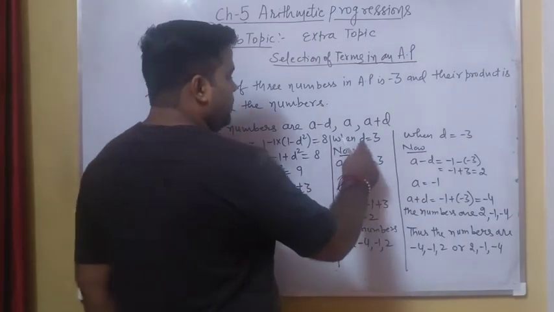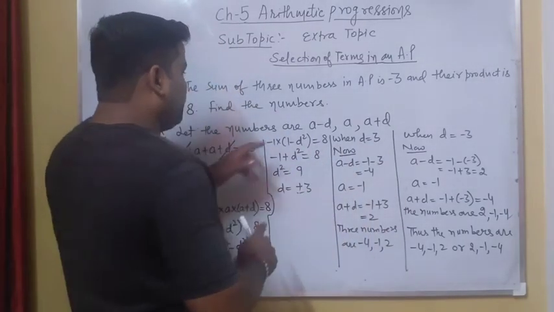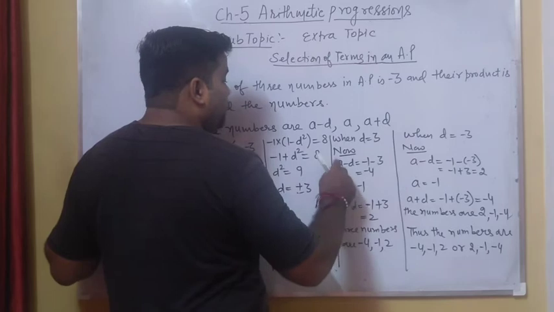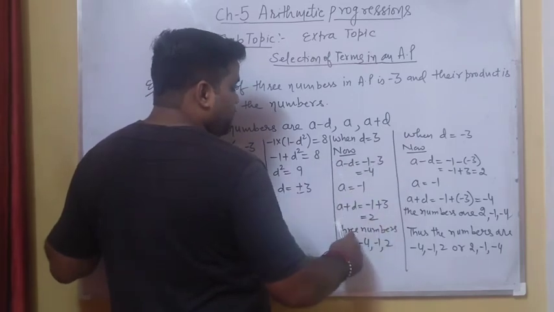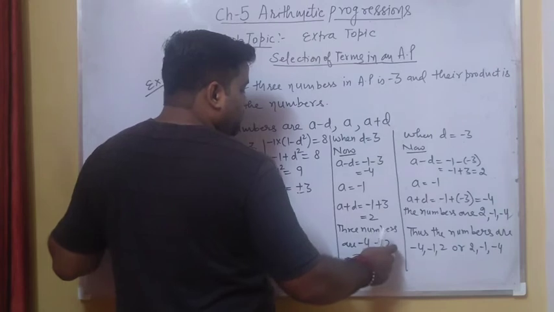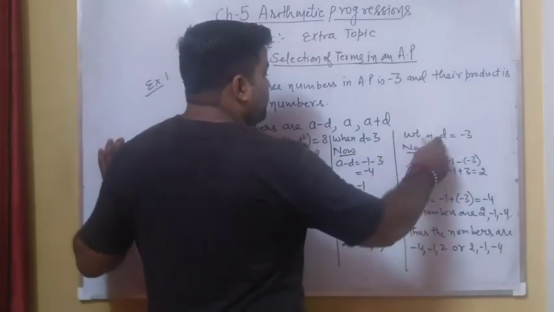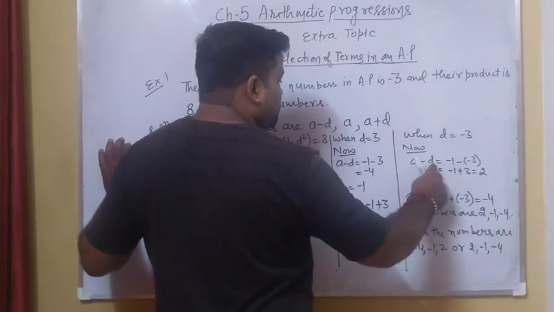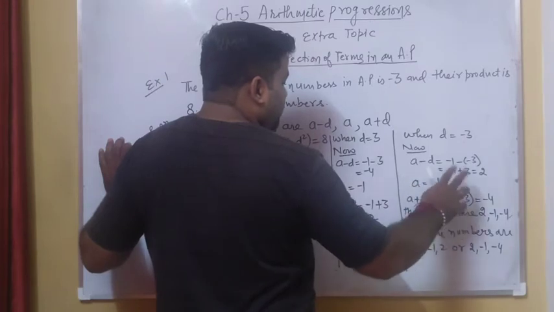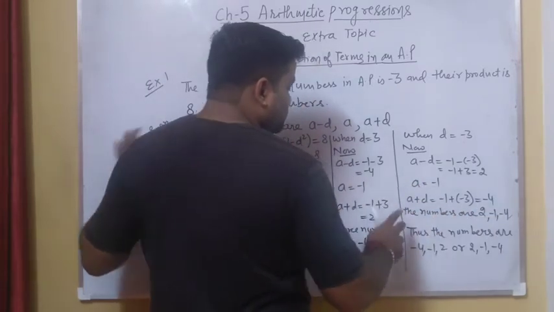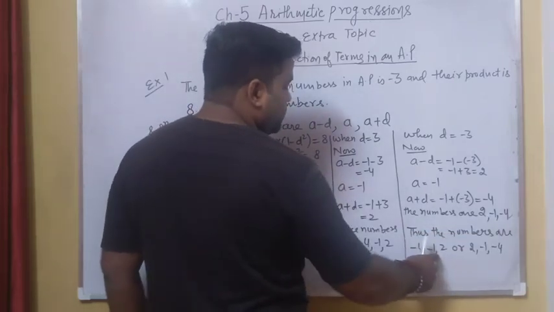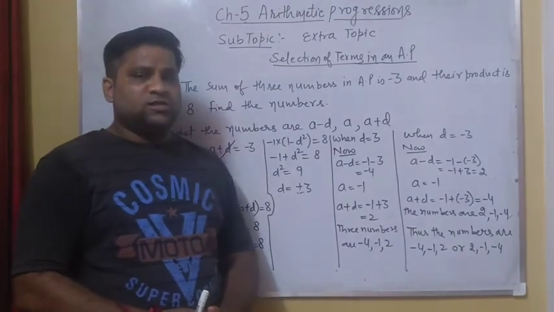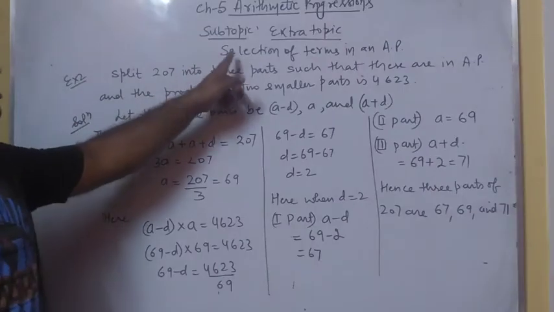So when d equals 3, as we have considered that these are the first number, second number and third number, on putting the value of d equal to 3 and a equal to minus 1, on solving we get the three numbers minus 4, minus 1 and 2. Similarly, when we take the value of d equal to minus 3, on putting the values in the three numbers a minus d, a and a plus d, we get the numbers 2, minus 1, minus 4. Thus we can say the numbers are minus 4, minus 1, 2 or 2, minus 1, minus 4, which is the required answer.